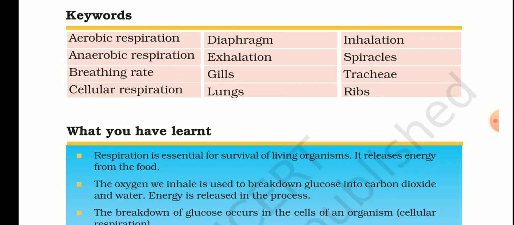Next keyword is the diaphragm. What is the diaphragm? It is the organ located just below the lungs, and due to its contraction and relaxation we can easily breathe in and breathe out. It is a very important organ. We have discussed its movement during breathing in and breathing out and during normal breathing.